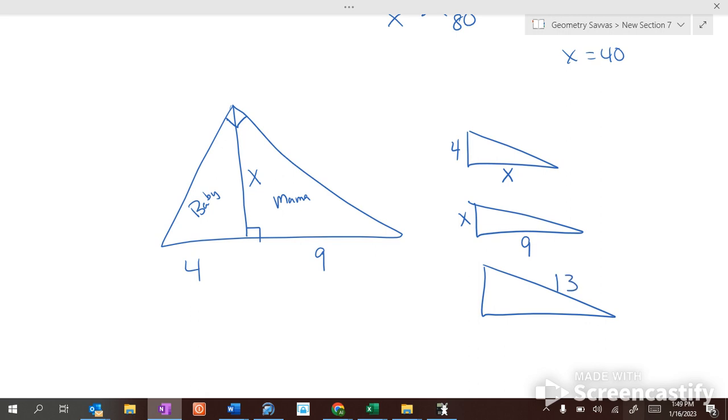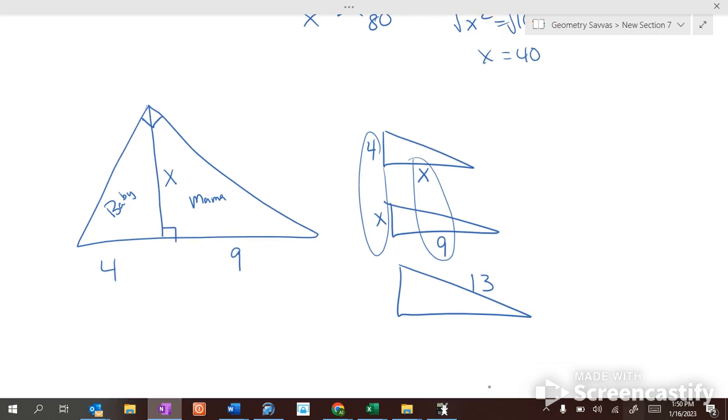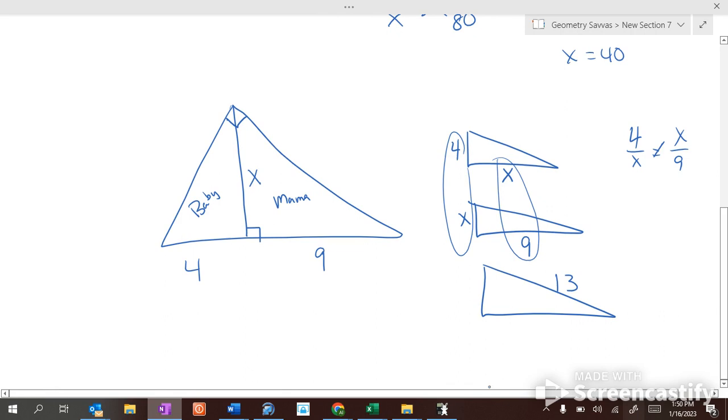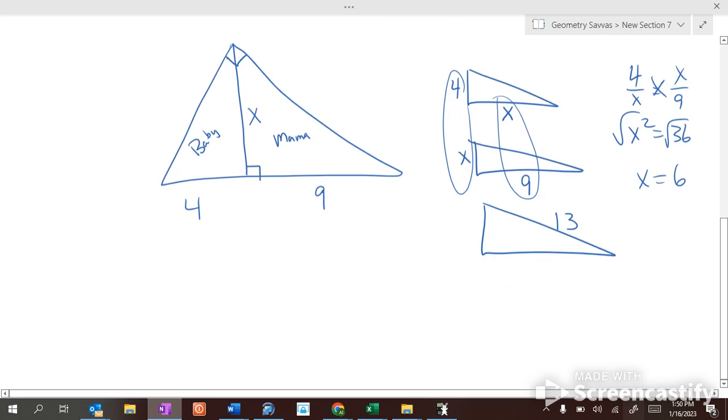Don't need papa in this one because I have the two shorts and the two mediums of two of the triangles. So then I set up my proportion. 4 over x equals x over 9. See how that works? This over this equals this over this. So if we cross multiply, x squared equals 36. So x equals 6. Okay. All right. Let's complicate this just slightly.